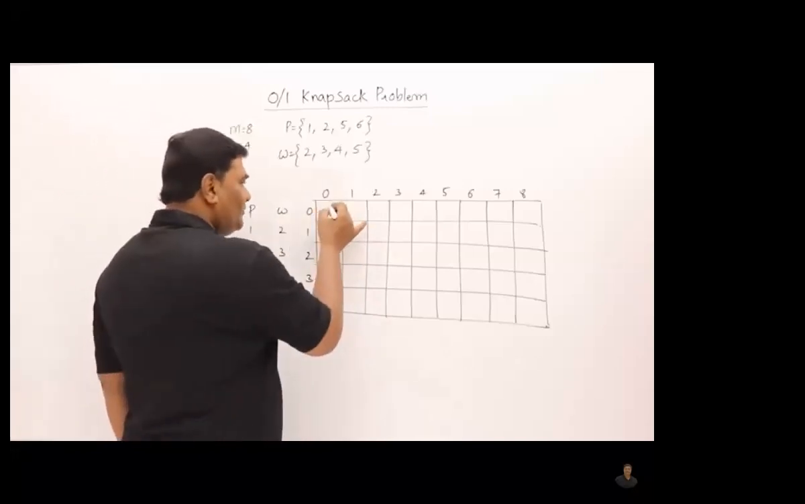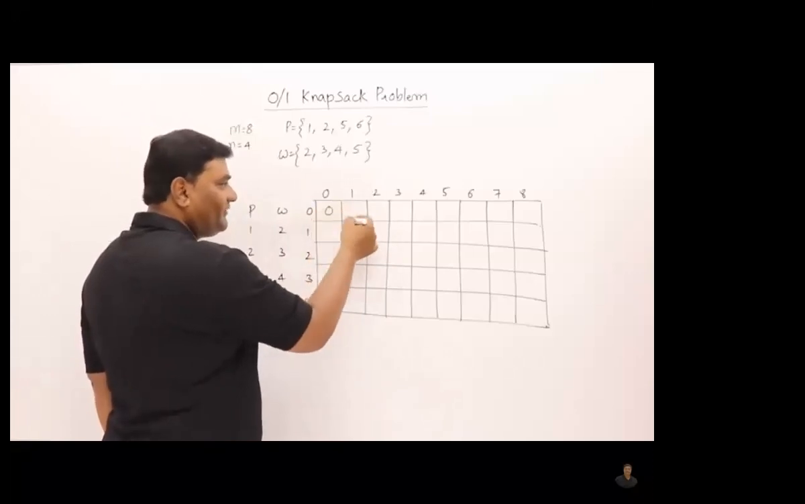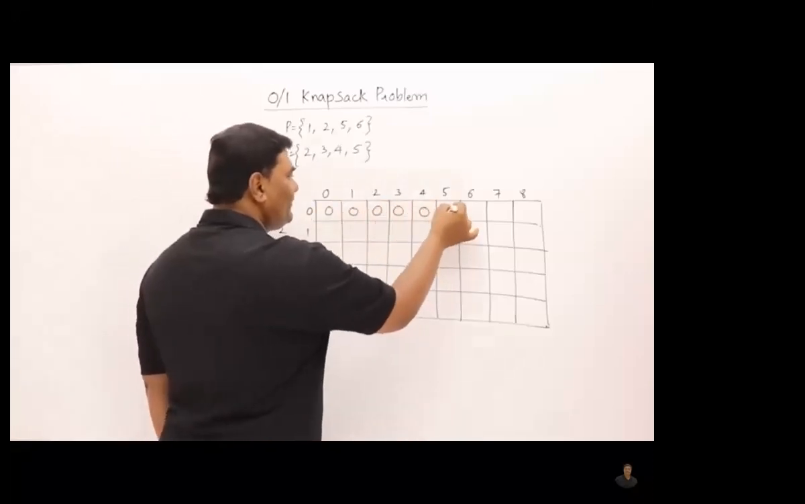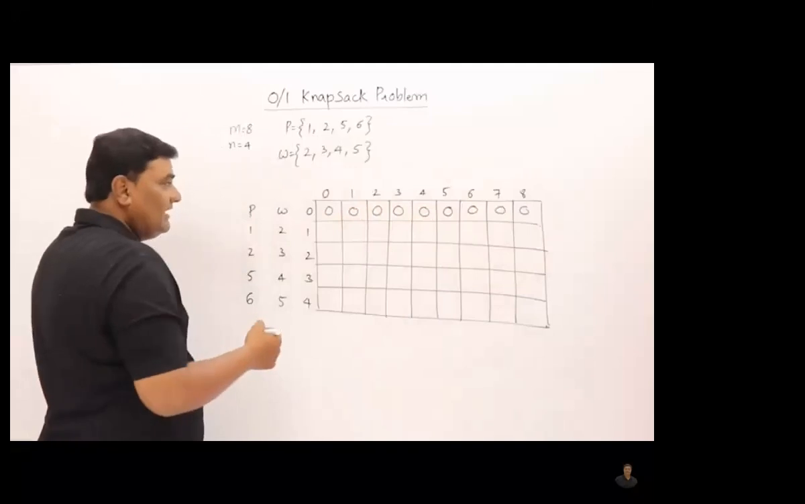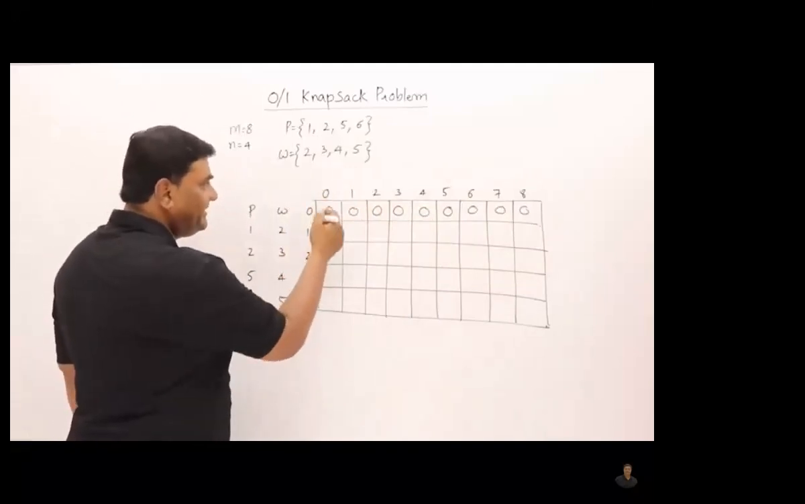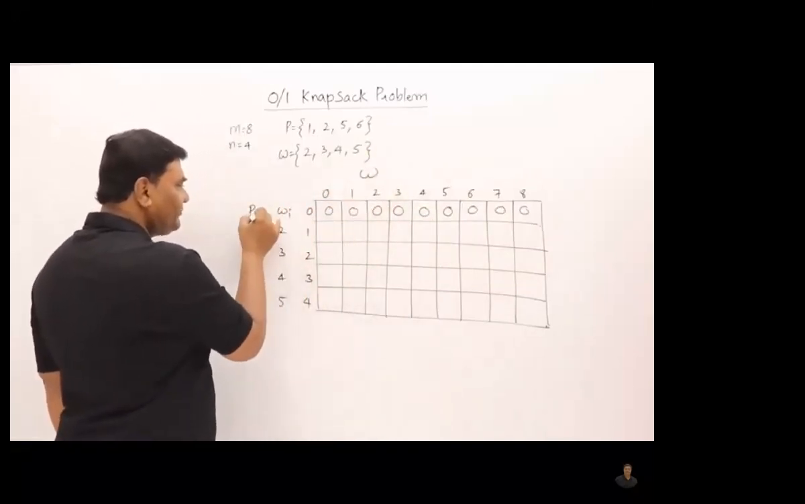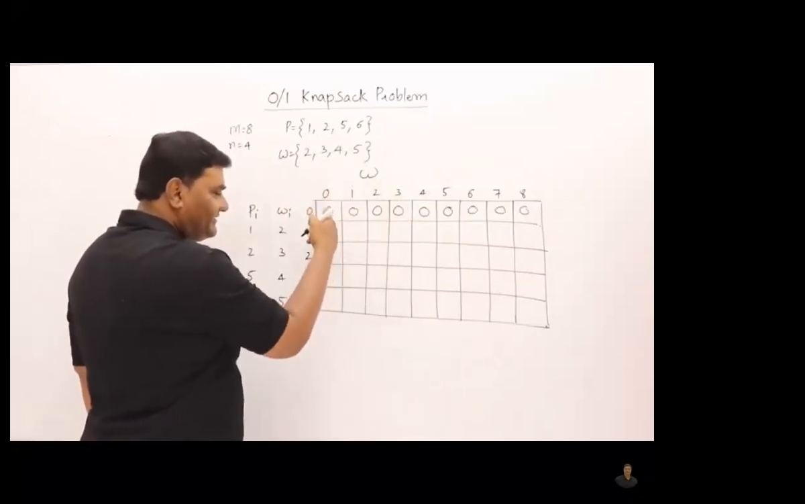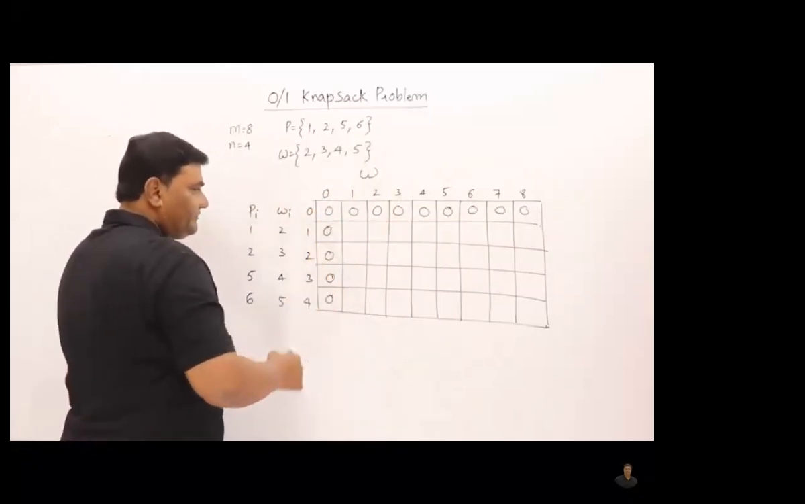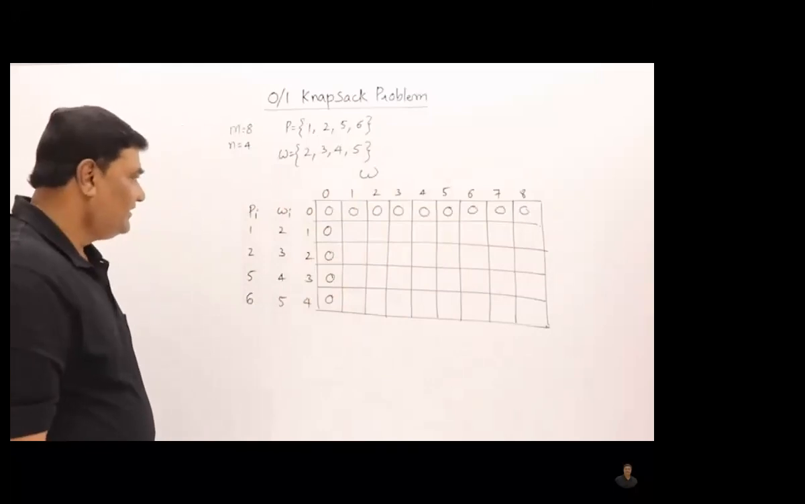So let us see. First row, as a 0 object, no object is included, then what will be the profit? In these boxes, I'll be writing the profit. There is no profit gained when no object is included. And even when the capacity of the bag is 0, this is the capacity, these are the weights, and these are the weights and the profits of the objects. When 0 weight is there, then all these are 0, 0, 0. Next, now we'll start filling.